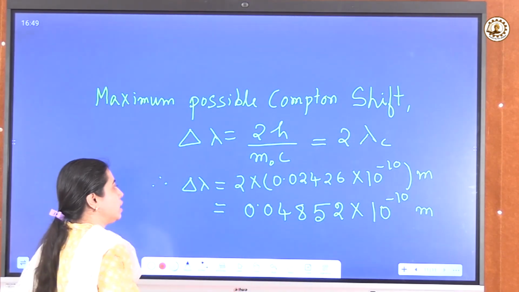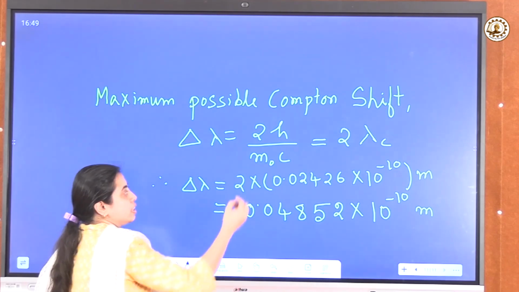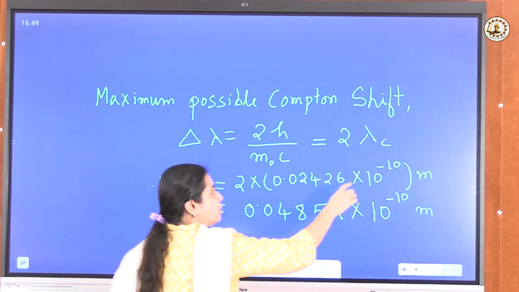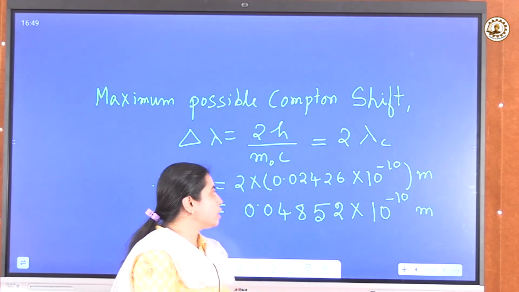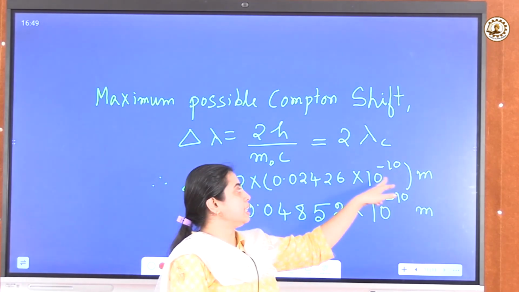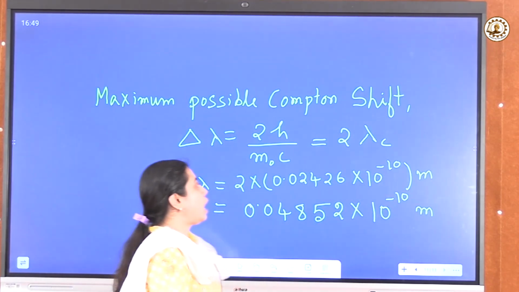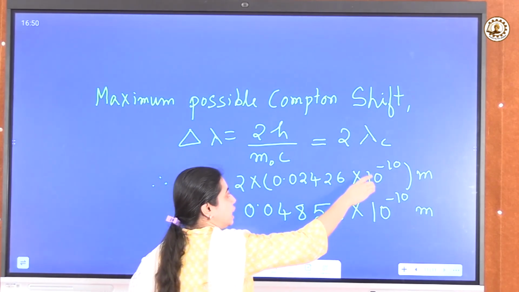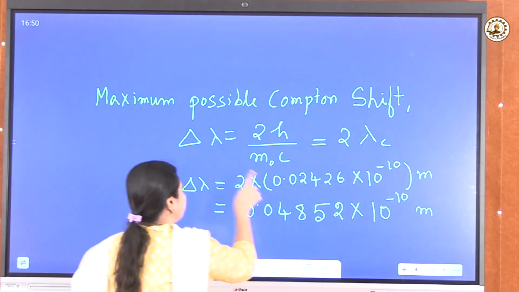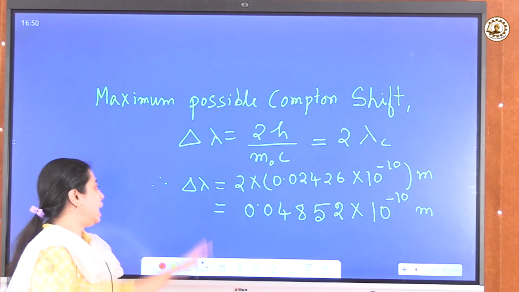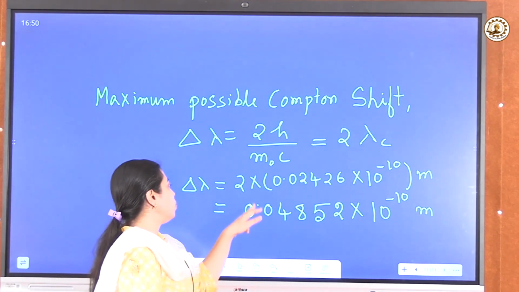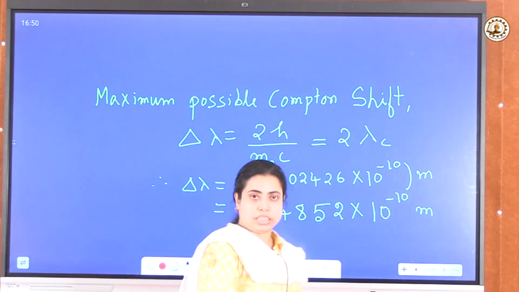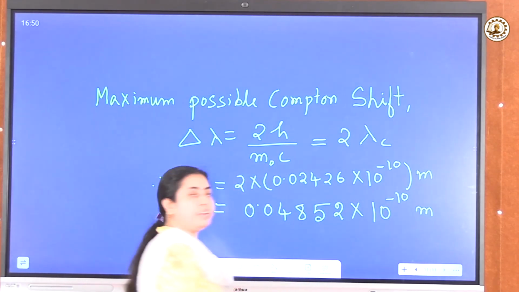Now in the question you already have the Compton wavelength value, and that value was in Angstrom. 1 Angstrom is equal to 10 to the power minus 10 meter. So I have written the value into 10 to the power minus 10 and multiplied it with 2, and the answer of the question is 0.04852 into 10 to the power minus 10 meter. That is the answer, very simple.